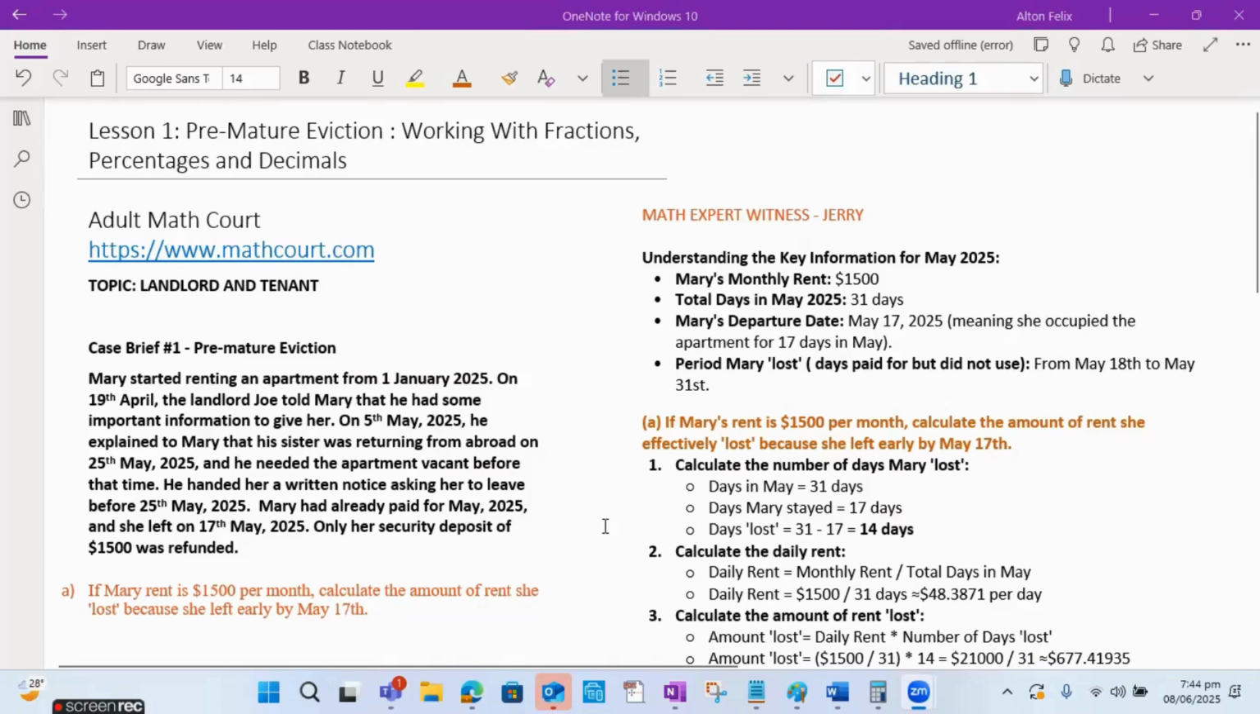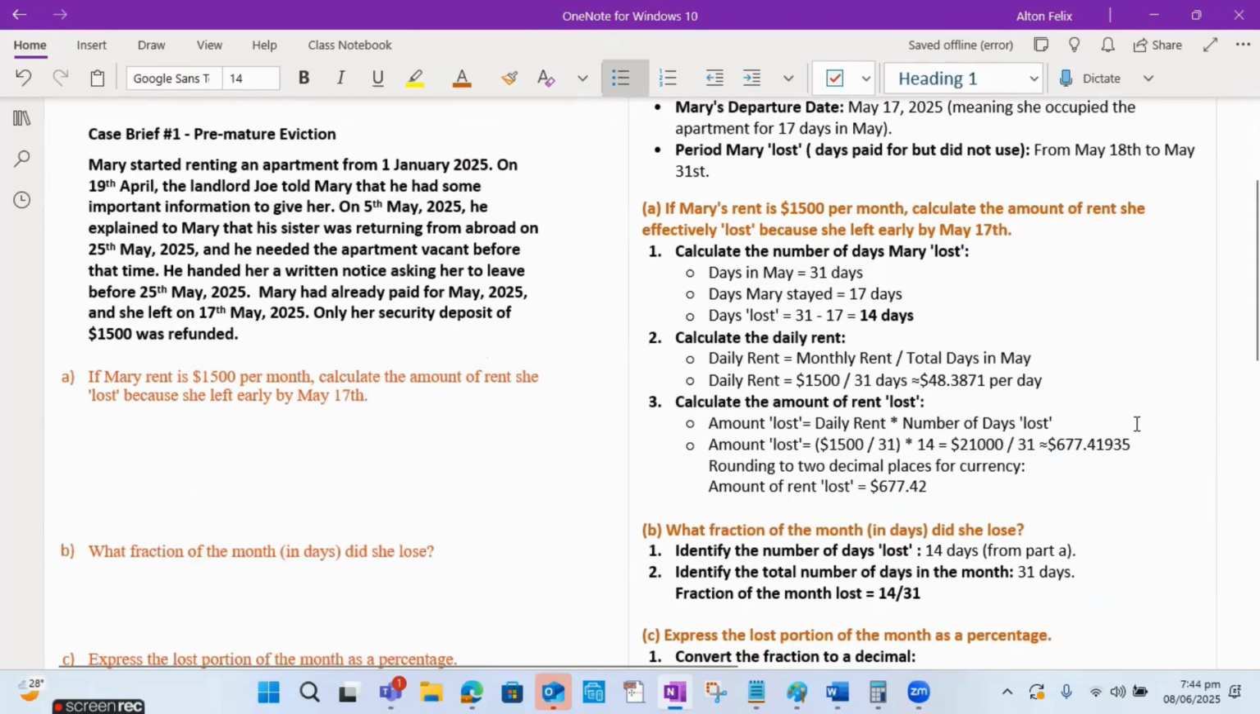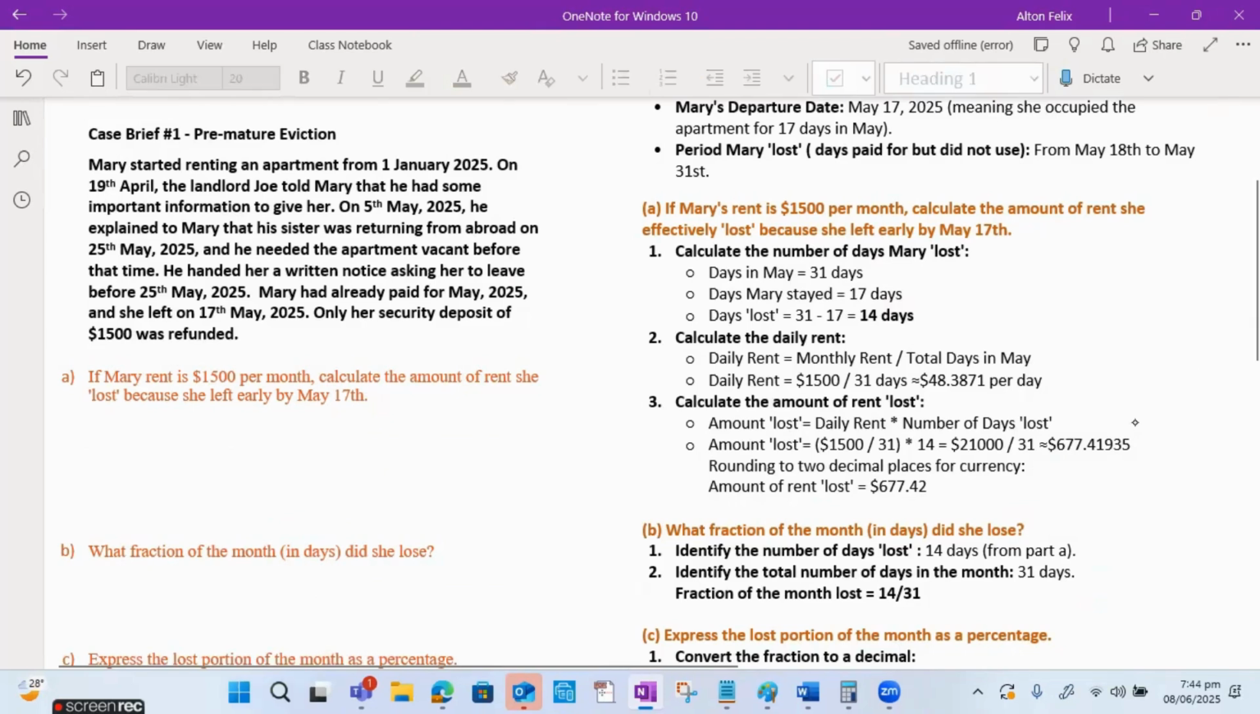In part A of the question, we are asked if Mary's rent is $1,500 per month, calculate the amount of rent she lost because she left early by May the 17th. So Jerry is saying that effectively Mary would have lost 14 days. And let's see what would be the daily amount of rent that Mary would be paying.